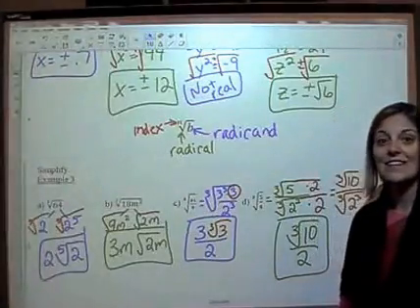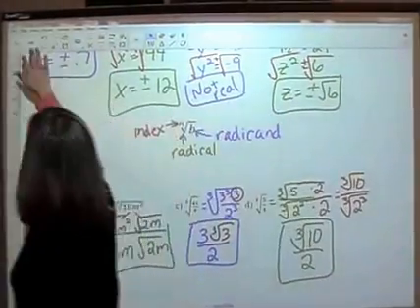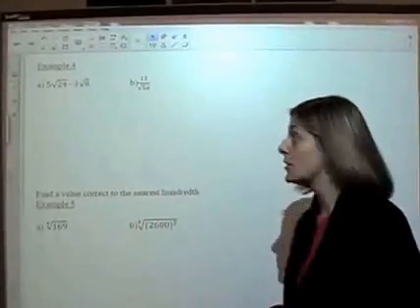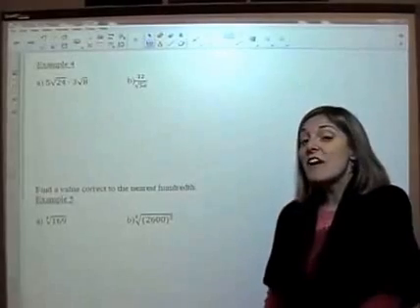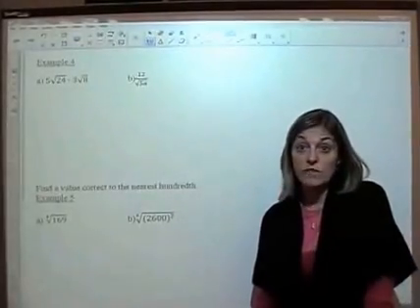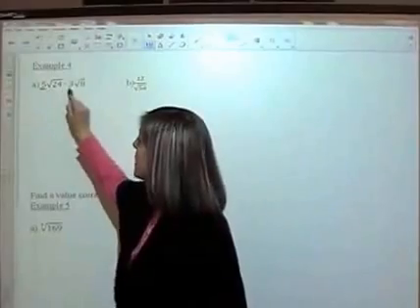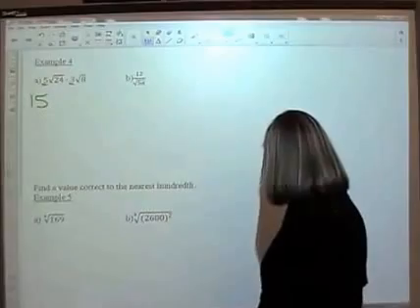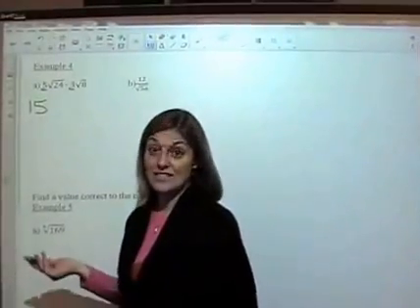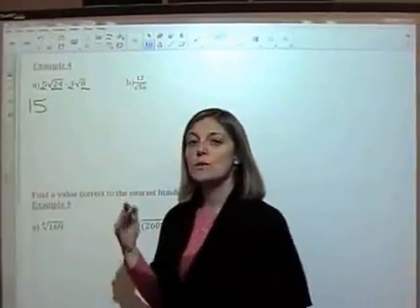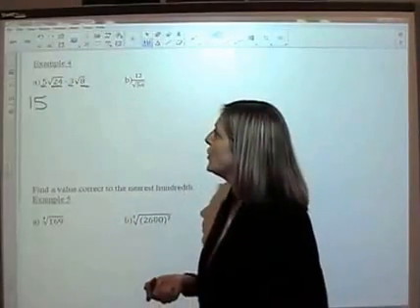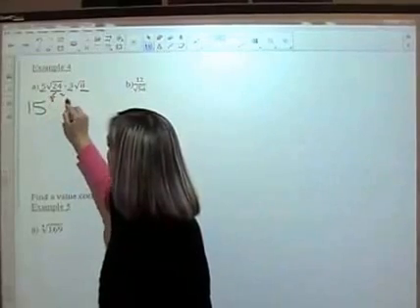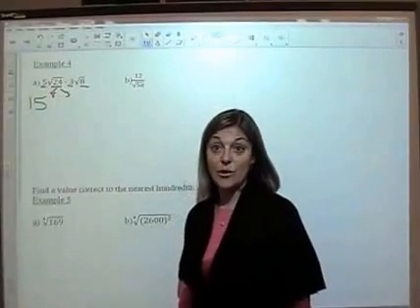All right, let's try some more. Example number 4. Now we're getting into multiplication of radicals. Okay? So now they're very similar to when you have multiplication with variables. We're going to multiply the coefficients first. So 5 times 3 is 15. Then we're going to multiply what's inside the radical. Now, you could do this one of a couple ways. You could break it down. And the 24 can become 8 and 3.